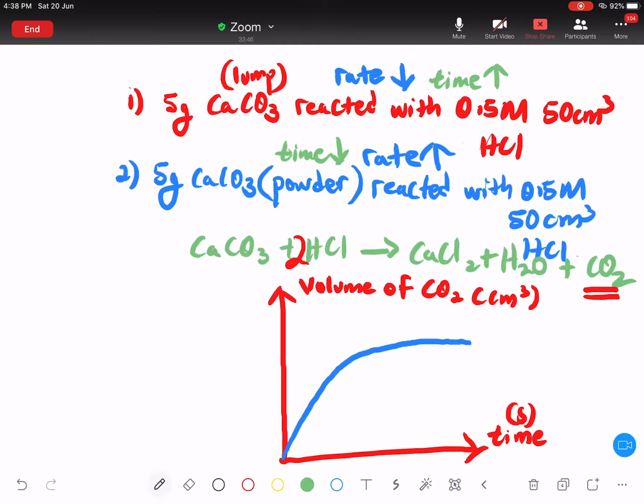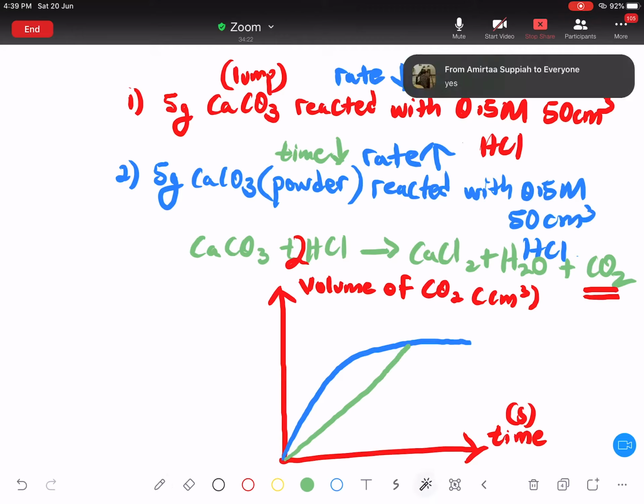Now, you're going to draw another curve, something like this. Guys, now you have a blue line and a green line. We want to know which one is the lump and which one is the powder. You have one clue: the lump has a longer time. Right or wrong? The lump has a longer time.